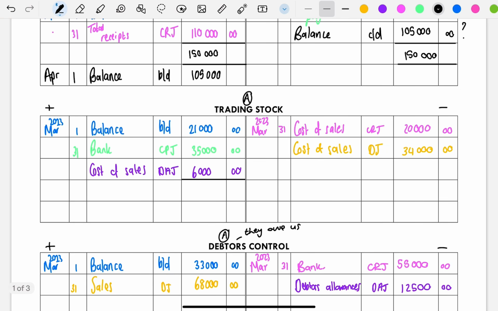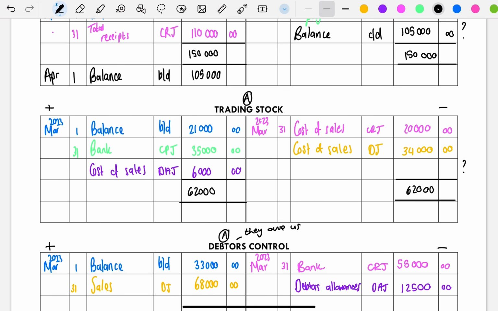Let's do one more. I'm not going to do all of them because you'll see the process is the same. So step 1, draw total lines on both sides. Then check which side's bigger. The debit side is bigger in trading stock. So if I say 21 plus 35 plus 6, I get 62,000. And that must go in both total lines.